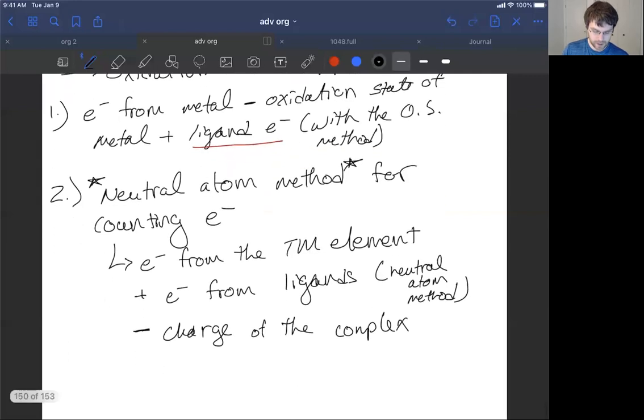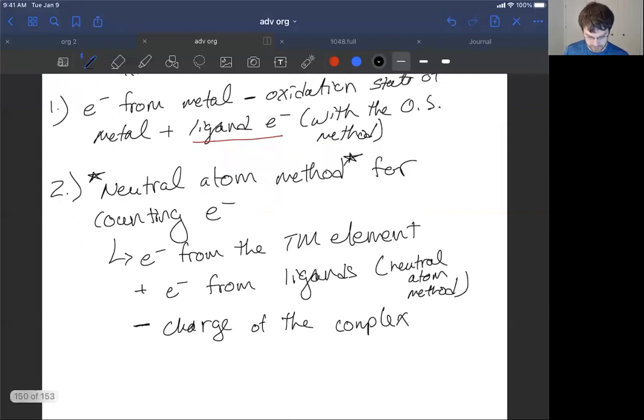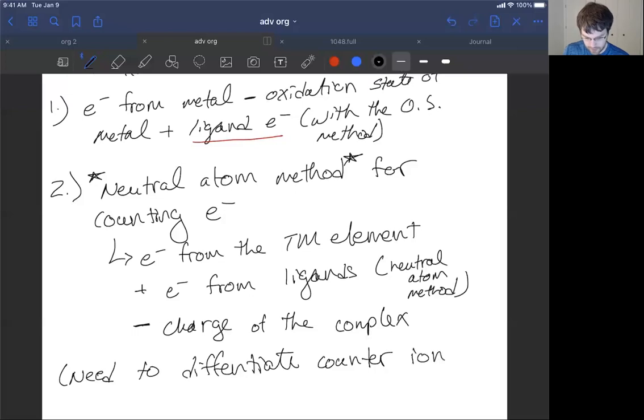Okay. Now, what's important about getting this one right, and really both of them right, is you need to be able to differentiate counter ions from ligands. And that will come with practice. It's not too bad. It's just one of these things where right away you might be like, okay, I've got this formula. And then all of a sudden it's like, wait, why did I get this one wrong? And it's probably thinking that a counter ion is a ligand or something, which will throw everything off. Okay. So we've already bitten off a lot here.